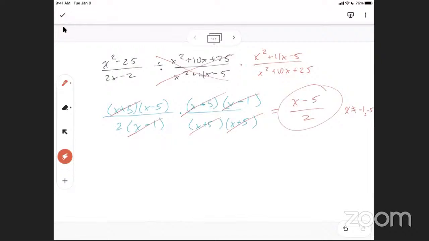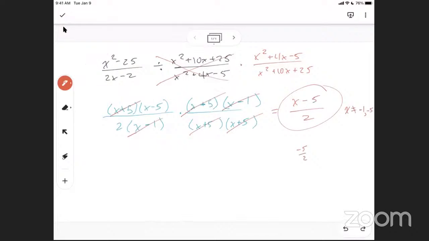But I'm talking about a different hack. Let's take 0 and plug it in here, because that's easy. If I plug 0 in here, then I'm going to get -5/2, right? Now let's plug 0 into this whole original one.